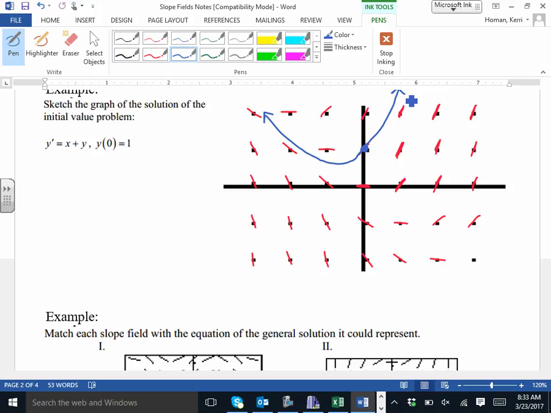If I gave you a different initial condition, we would have a different graph to make. I could give you an infinite number of initial conditions to get a different graph, but we'd still follow this same slope field to get a pattern. Okay.